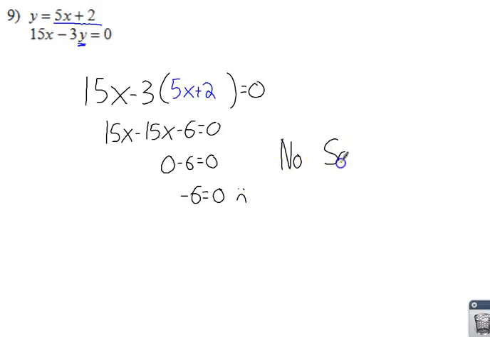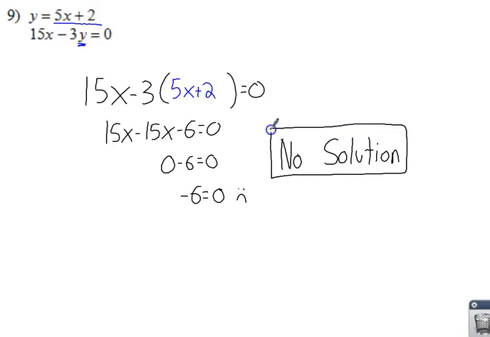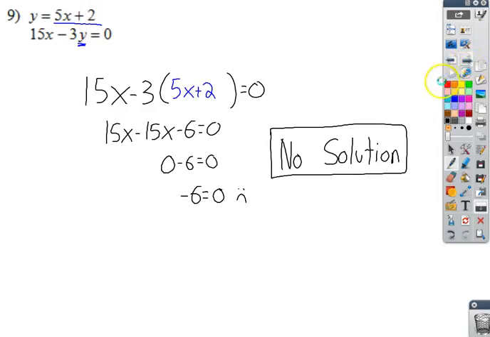Now, remember, this works because I have something not equal to itself. If I had 0 equals 0 or 7 equals 7, that would, remember, be infinitely many. In this case, I've got no solution. It means if you were to actually graph those, the lines are parallel to one another. Okay. This equation, super easy.